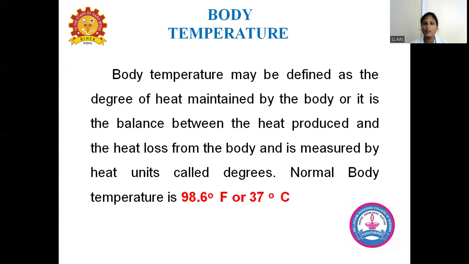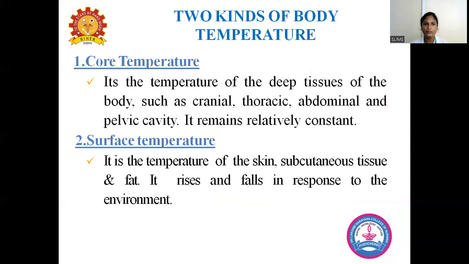This is the heat which is produced in the body itself. It can be measured by monitoring the temperature through the thermometer. And there are two kinds of body temperature. The first one is the core temperature. It is the temperature of the deep tissues of the body, such as the cranial, thoracic, abdominal and pelvic cavity.